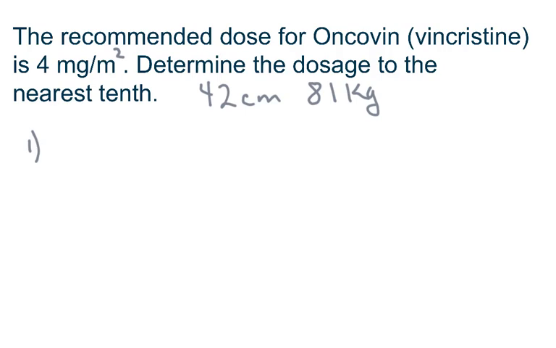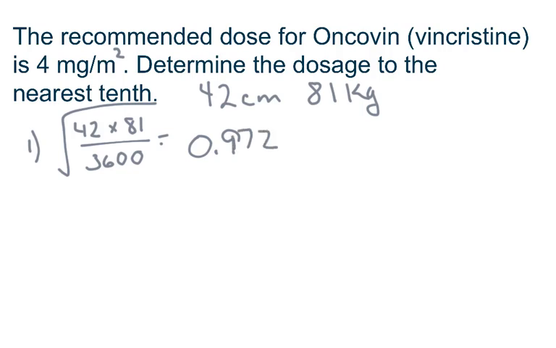So first step, we're going to calculate his BSA. Since they gave me centimeters and kilograms, I'm going to use the metric version, which is centimeters times kilograms over 3,600. So centimeters, 42, times the kilograms, 81, over 3,600, and square root. So I got 42 times 81 equals, divide by 3600 equals, and then hit the square root button. And I have, ooh, this is a good one. I have 0.972. That's a 9, believe it or not.